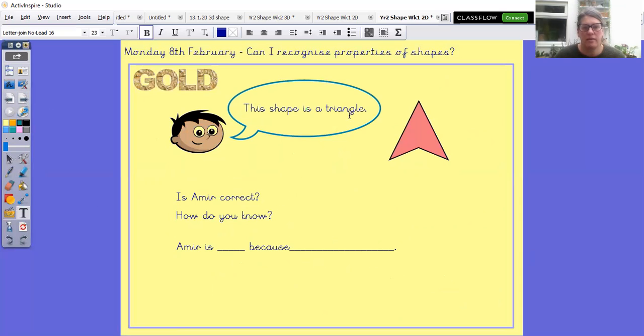Then moving on to gold, I want you to read what Amir is saying here. This shape is a triangle. Is Amir correct? How do you know? And I want you to put your answer in a sentence. Amir is because. So you have to say whether you agree with him or you don't and why.